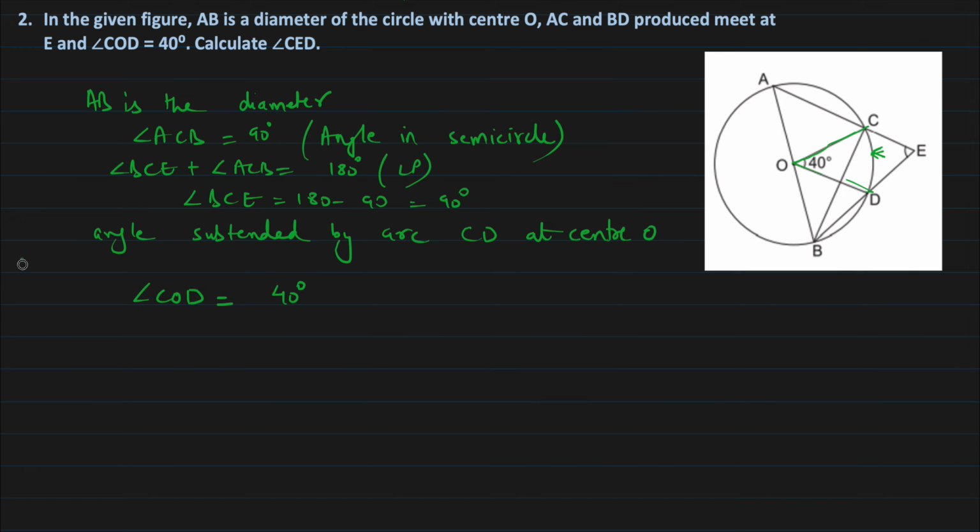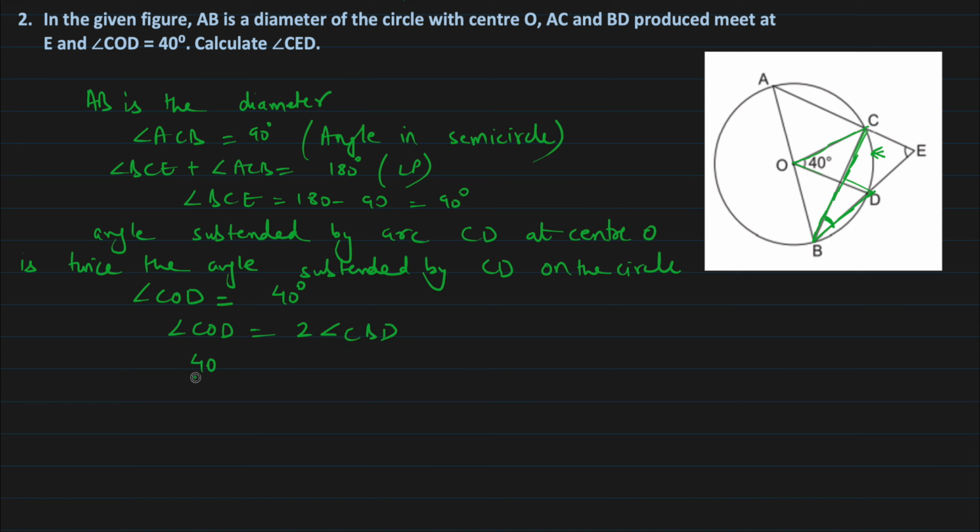Yeah, this angle is twice the angle subtended by CD on the circle, right? So CD is also making this angle CBD, right? So COD is 40, so COD is twice of CBD, so CBD will be half of that. So what will I get? 20 degree is CBD. So we got CBD as 20 degree.